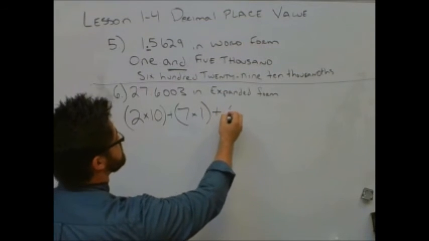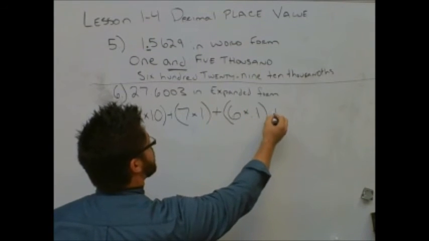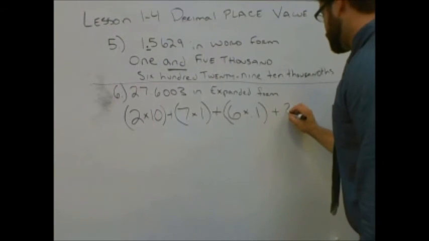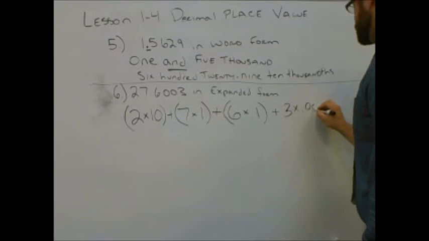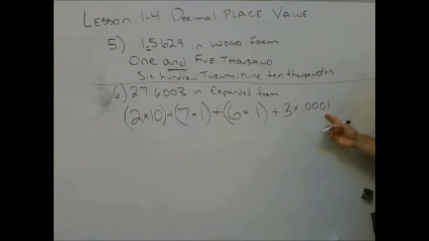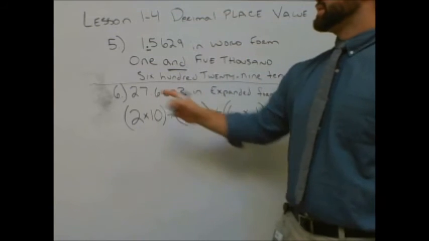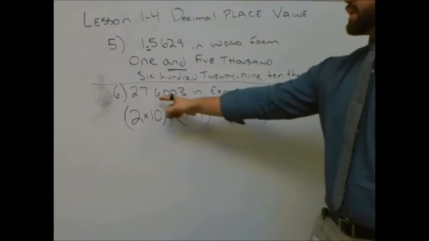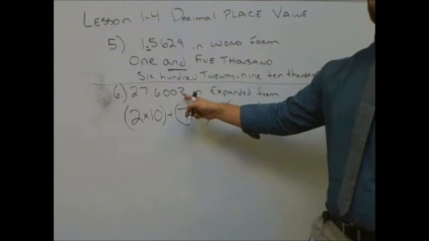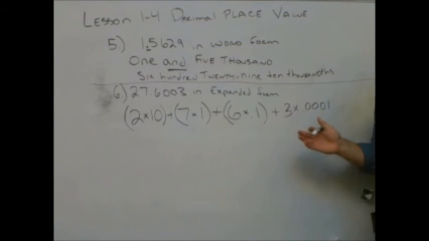plus 6 times 0.1 plus 3 times 0.0001, which is 10 thousandths. So we've got 2 times 10 because it's in the tens place, 7 times 1 because it's in the ones place, 6 times 1/10 because it's in the tenths place, plus 3 times 10 thousandths because it's in the 10 thousandths place. Okay? So make sure that you remember that's how we're going to do expanded form.